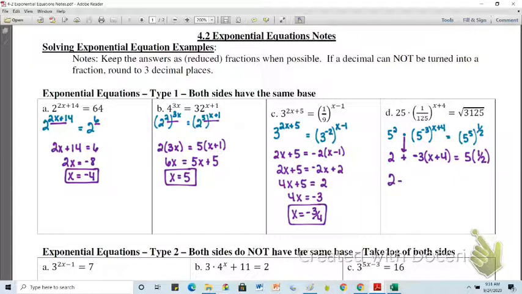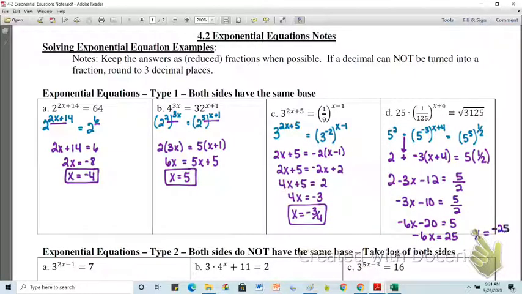So I'm going to distribute the -3. Combine like terms. Now if you don't like dealing with fractions, I can multiply everything by 2 and then I don't have to worry about it until the end. So I'm going to do -6x minus 20 equals 5. So I can add 20 to both sides and divide. So x equals -25/6.